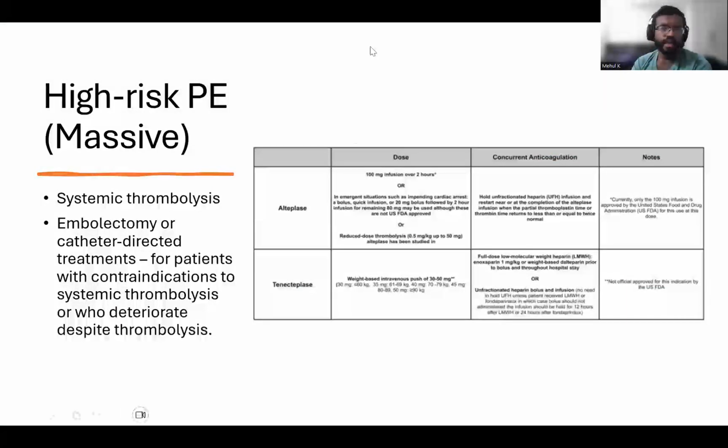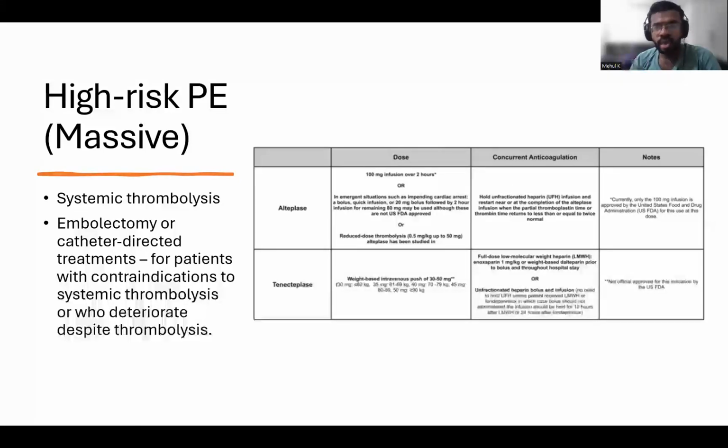So a high risk PE patient is going to need thrombolytics. The dose is 100 milligrams over 2 hours, or if you're using tenecteplase, it's a 0.5 milligram per kg dose, a weight-based dosing. In some situations, you can consider first giving a bolus of around 20 milligrams IV, followed by the rest as a 2 hour infusion. That is also something that you can try.